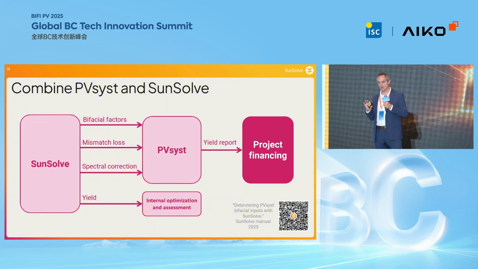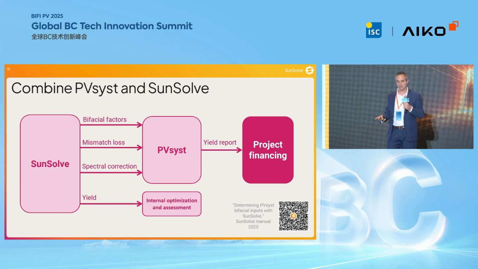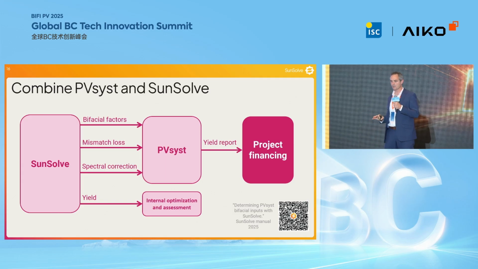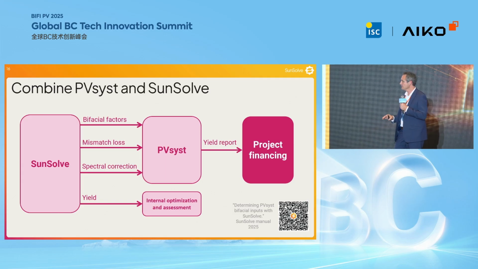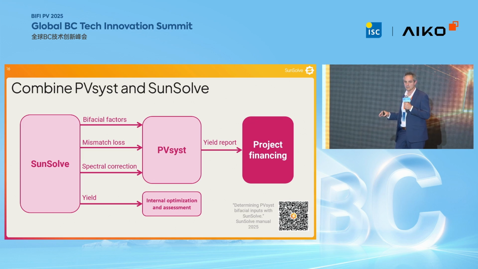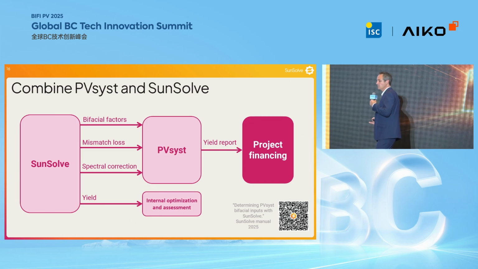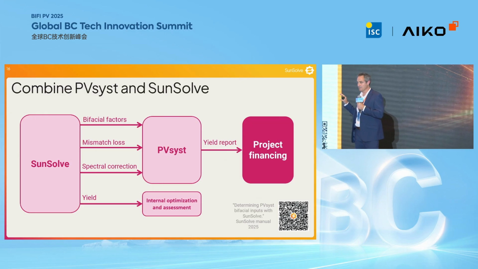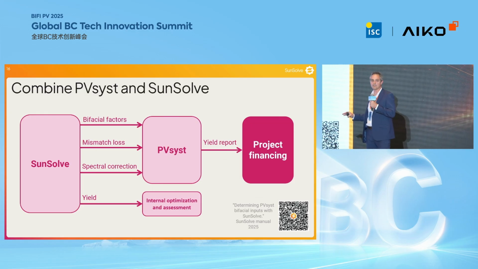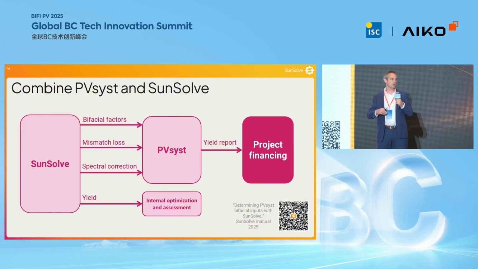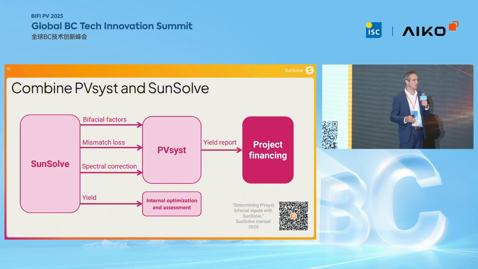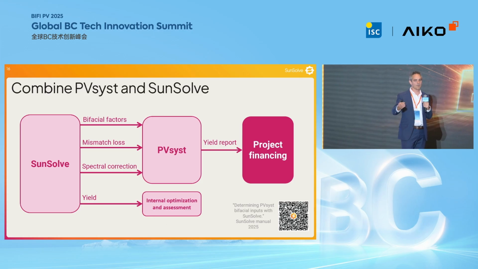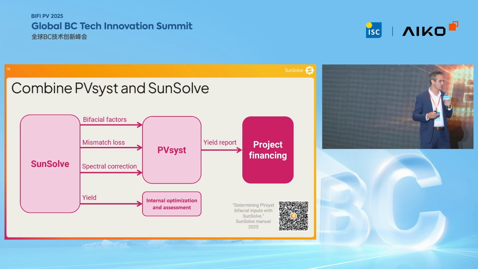So SunSolve has algorithms in it that allow you to calculate the inputs for PV-Syst. We're talking about the bifacial factors, the rear irradiance, the front and rear mismatch loss, the shading factor, the transmission factor, and also the spectral correction. You can take our spectral correction and put that into PV-Syst because it implements the First Solar model, and the First Solar model has coefficients. So we automatically fit those for you and give you those to use in PV-Syst.